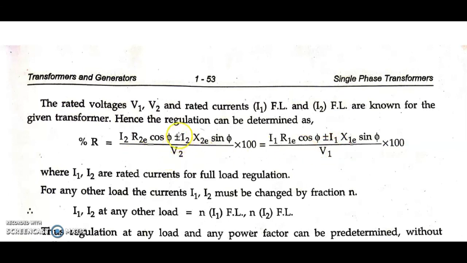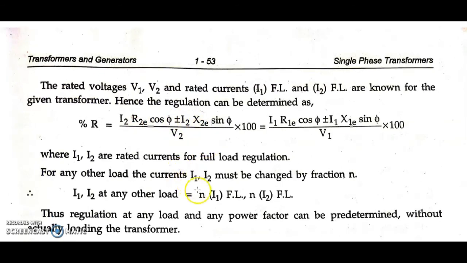Again, the plus sign is for lagging and minus is for leading. I have already explained how to calculate all these values. Again, the regulation formula which you are seeing here is at full load. Either on the secondary or primary side, the regulation is at full load.